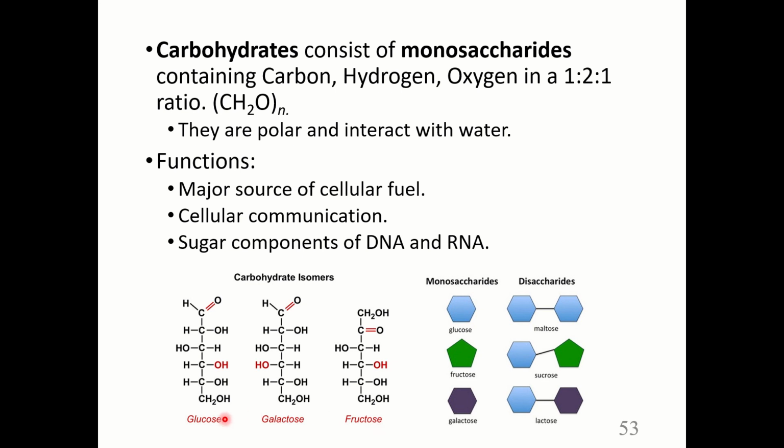Glucose is the only one that our cells can directly use in energy metabolism. Therefore, the liver has to convert the other monosaccharides, galactose and fructose, into glucose in order for them to be used as cellular energy.